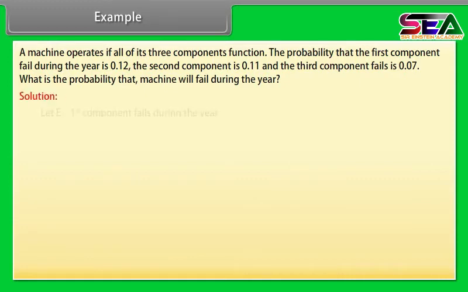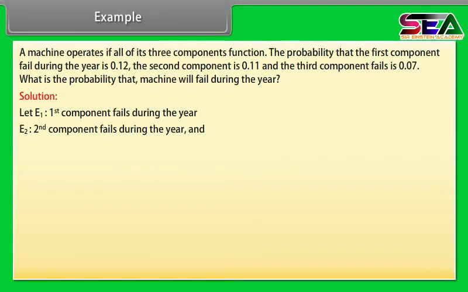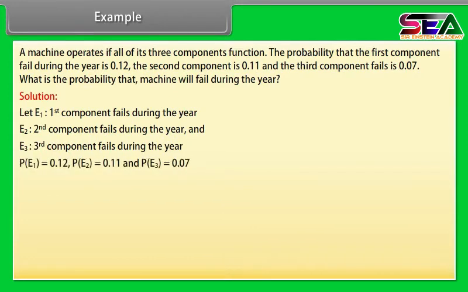Solution. Let E1: first component fails during the year, E2: second component fails during the year, and E3: third component fails during the year. P(E1) is equal to 0.12. P(E2) is equal to 0.11. And P(E3) is equal to 0.07.